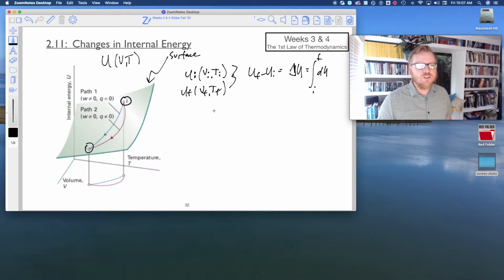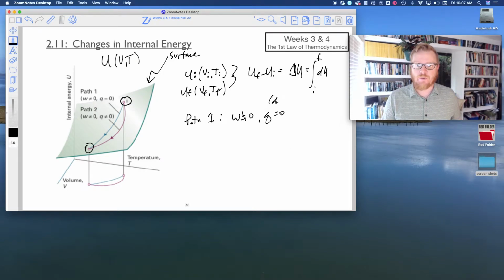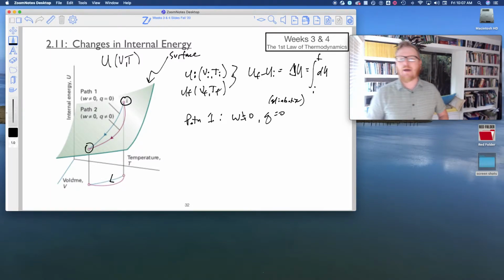Okay? So now, what if we look at the path? In path 1, you can see that work was non-zero and Q is 0. So what does all that mean? Well, if Q is 0, that means it has to be adiabatic. Remember, Q is 0, adiabatic. Work is non-zero, that means it's expanding or it's compressing. And if we look at the way this is going on this landscape, you can see that perhaps the volume is getting bigger, so that would be the adiabatic expansion.